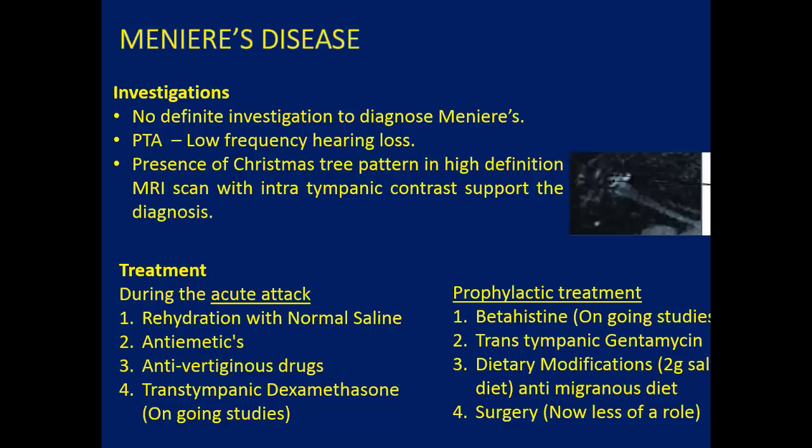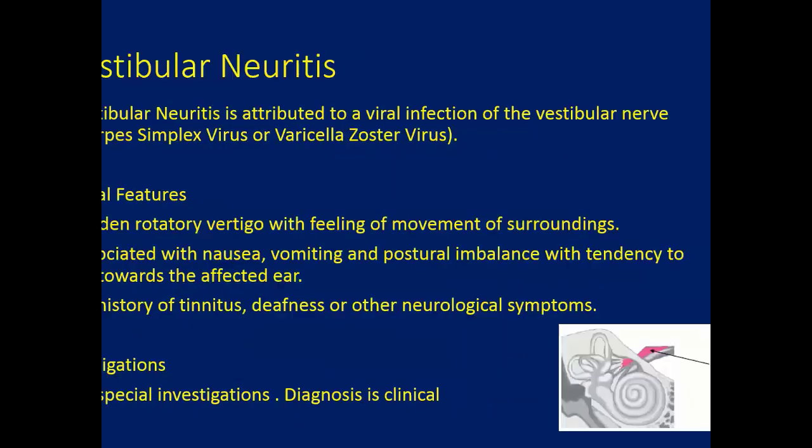Dietary modifications: the 2 gram salt diet. We ask them to have no added salt. I ask them to cook without salt, but initially they can have food without salt, and after some time, toward the end of the meal, they can add a little bit of salt. Then they don't get an excess dose of sodium chloride.